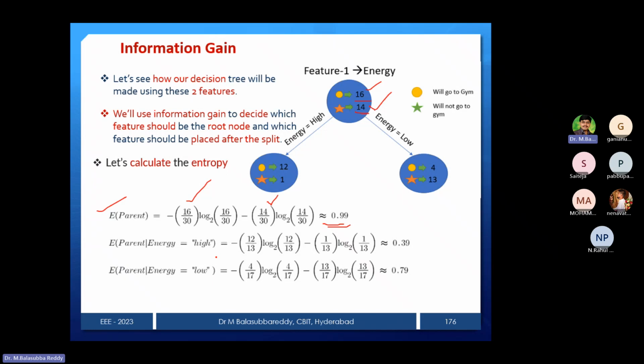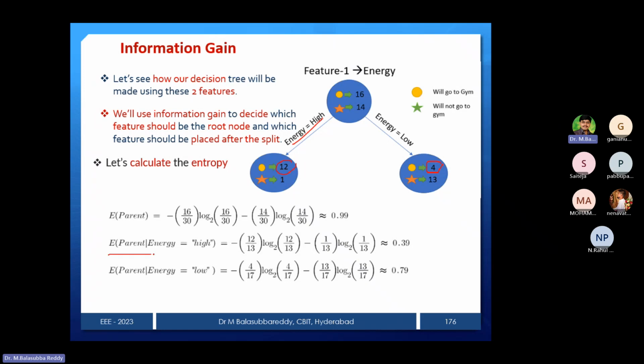And for the other condition, we are splitting here. What is the entropy if energy is high? What is the entropy if energy is low? That also we have to calculate. If energy is high, how many in the positive class? 12 out of 13. And if energy is low, how many in the positive class? 4. So now again use the same formula.